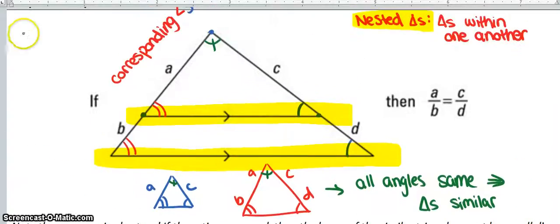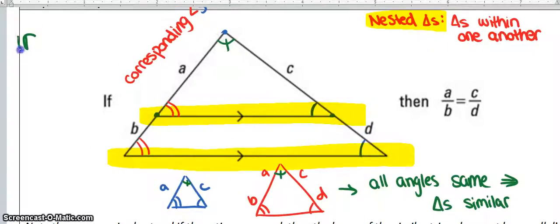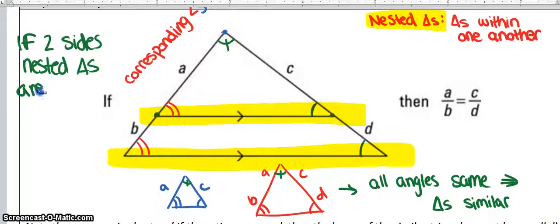Where should I write it? I'll write it out here. So if the bases of the nested triangles are parallel, or if two sides of the nested triangles are parallel, and I'm going to use the symbol to denote parallel. It looks like parallel lines. So if parallel lines here, then this ratio is true. So the ratio is A over B equals C over D.